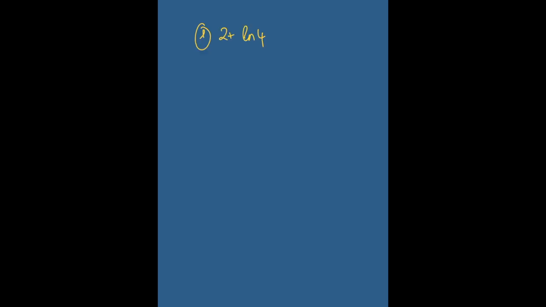In order to express this as one log, we need to look carefully at the 2. Expressing this with base e, what would that have to be? That would need to be e squared to give us 2. So the natural log of e squared is 2. Then we change that to the natural log of e squared plus the natural log of 4. Using our log laws, we can now say that that's the natural log of 4e squared. I've just multiplied using my log laws.